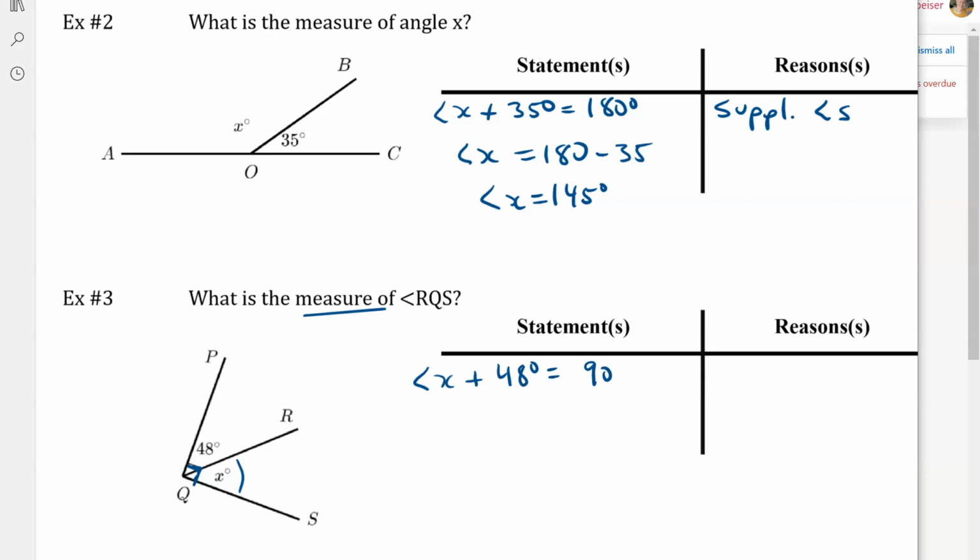equals 90 degrees. So the reason is because they are not supplementary. Remember, supplementary is for the straight line. Complementary is for the corner or for the 90 degrees. So I'm going to say complementary angles. And again, I'll kind of pick the short version. And now if I want to figure out what that is, I'll have to say, well, that angle x is equal to 90 minus 48 degrees. So angle x is going to be equal to 42 degrees.